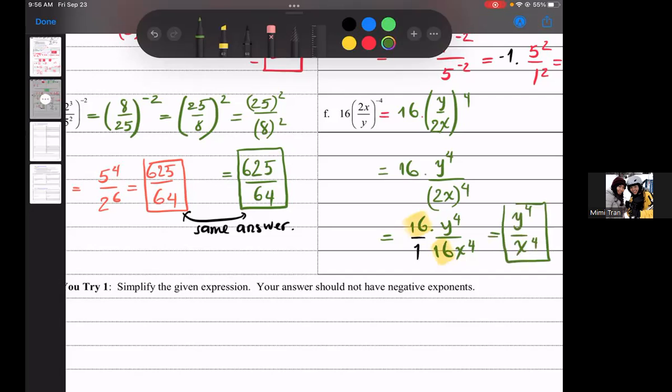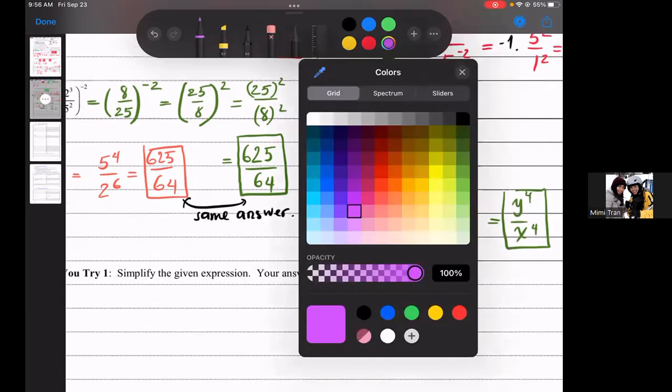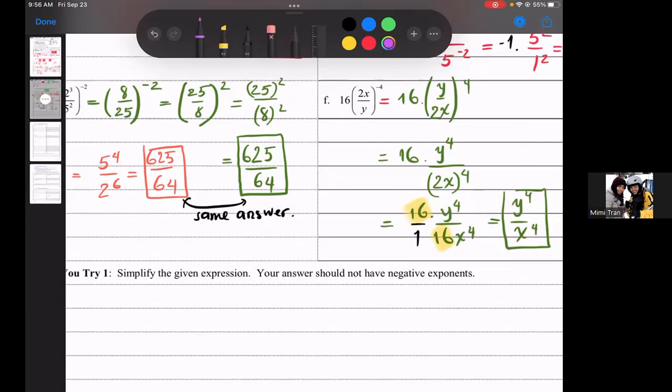Do you have any question before I give out your try? Last chance. Okay, simplify 7, no parenthesis, times x to the negative 8. Remember, no parenthesis.